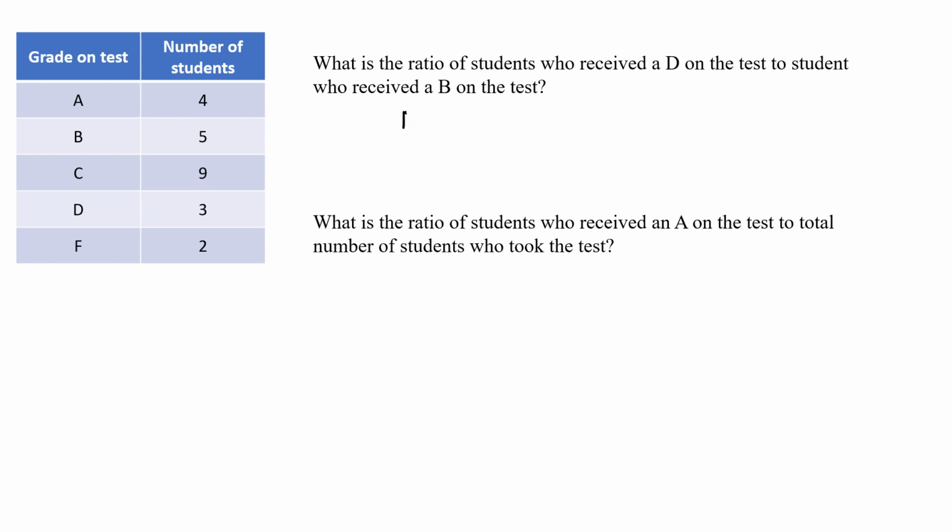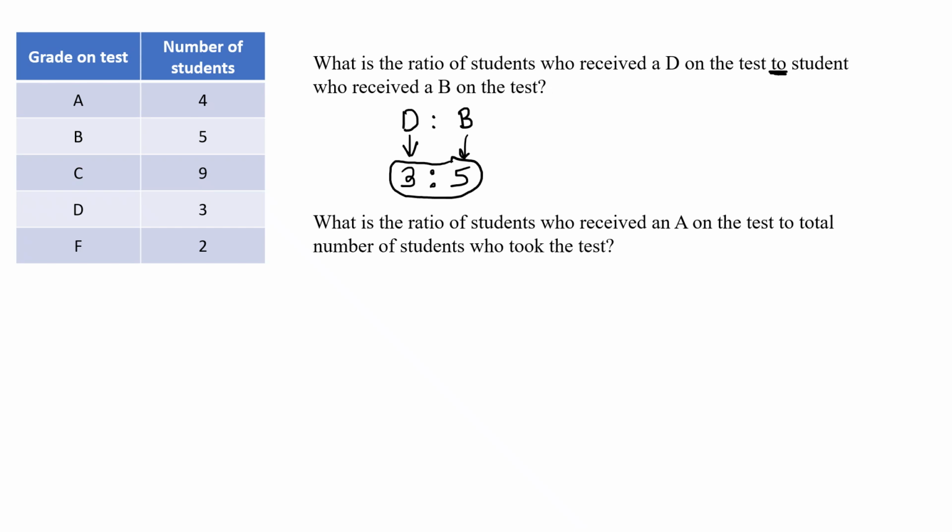It's going to be D students to B students. That's how we'll write our ratio, because D was first. I look for the word "to." D was listed before "to," so it's listed first, and B was listed after it. There are 3 students who got Ds, and there were 5 B students. So the ratio of D students to B students is 3 to 5, or for every 3 students who get Ds, 5 should get Bs.